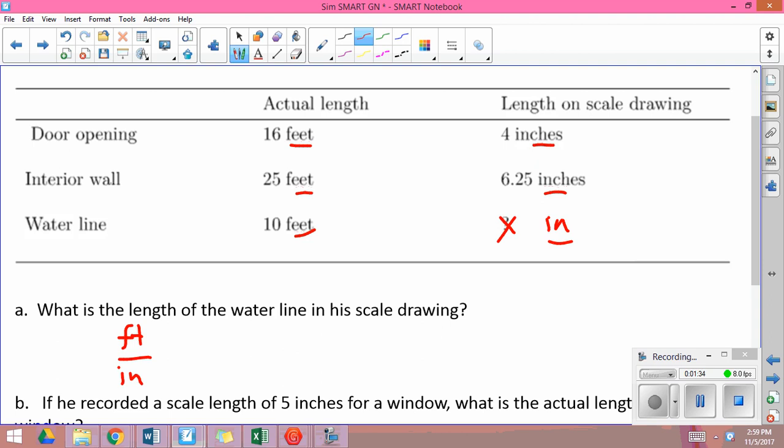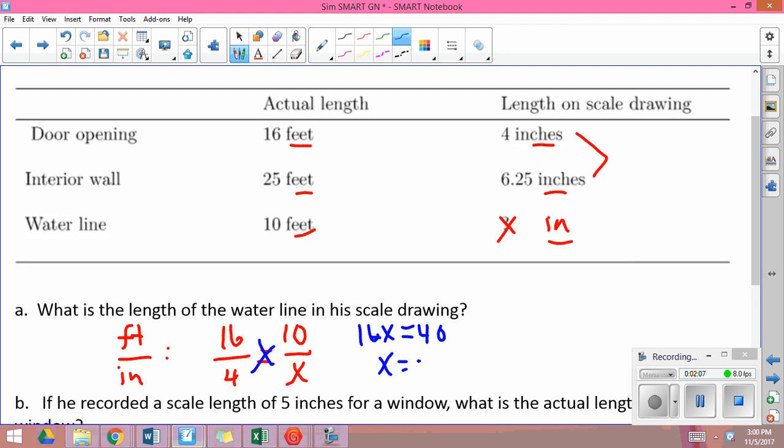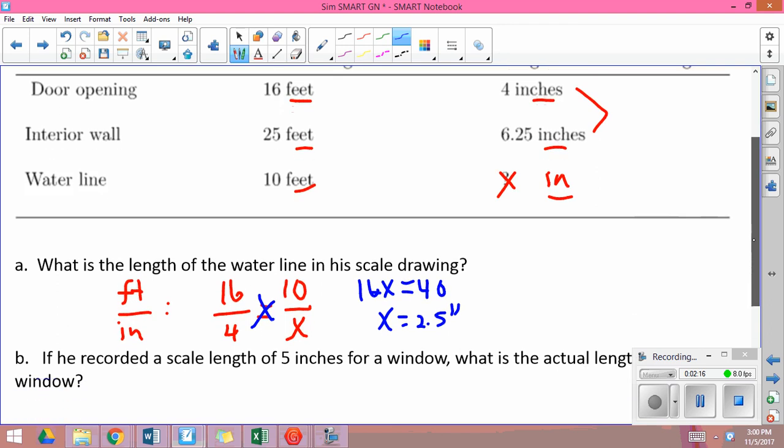of your scale factor. So if I pick either of these two as my consistent amount, so let's say 16 feet of a door opening equates to 4 inches in my picture, then that needs to be the same proportion of 10 feet of water line to how many inches of water line in my drawing. And if I cross multiply, 16x equals 40, and divide both sides by 16, I find out that x is 2.5 inches. So 2.5 inches on my scale drawing equates to 10 feet in my real building.